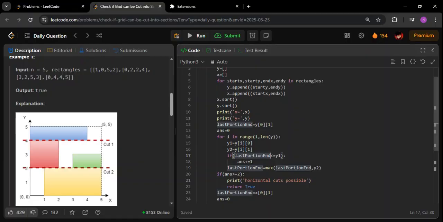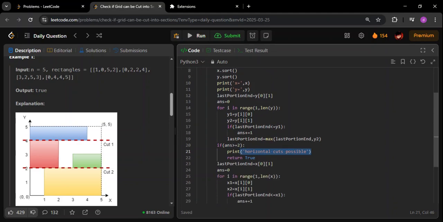Okay, as simple as that. That's why I've given less than or equal to. This ensures that the previous portion also had a rectangle, and the current portion is also having a rectangle. Okay, that is very important here. So if the answer is greater than or equal to 2, we can say the horizontal cut is possible. Okay, we are returning true.